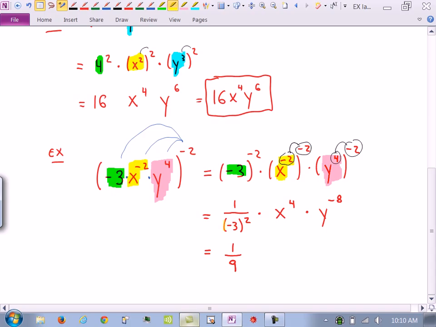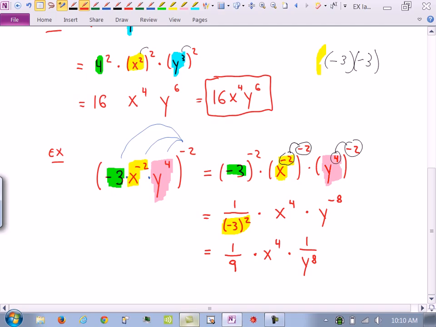Well, be careful, because when you take negative 3 squared, what you mean is negative 3 times negative 3, right? So that's 1 over 9. And then the x to the 4th is still just x to the 4th, isn't it? But then the y to the negative 8 becomes 1 over y to the positive 8, like that.